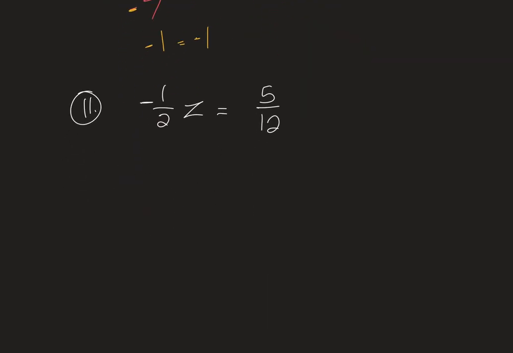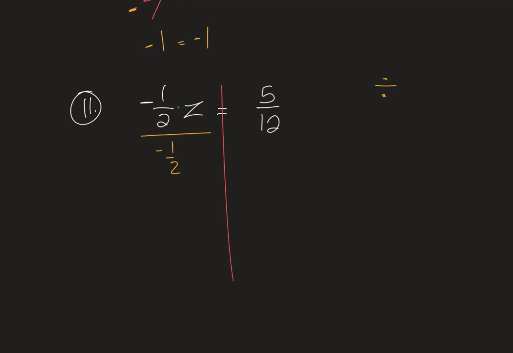Number 11. Oh no, fractions. But listen, on the left side, we can't simplify that. On the right side, we can't simplify that. So we're ready to solve. And the question is, what's happening with this fraction? It's multiplying z.